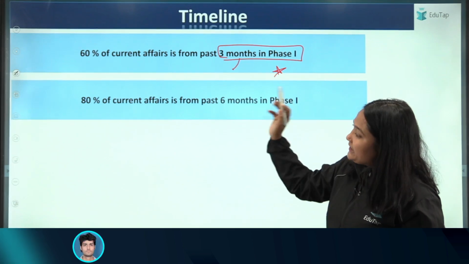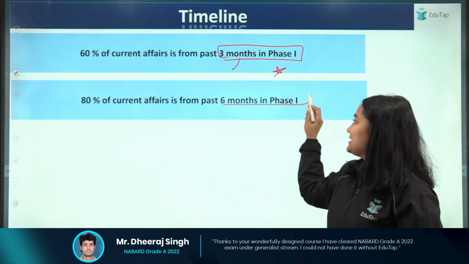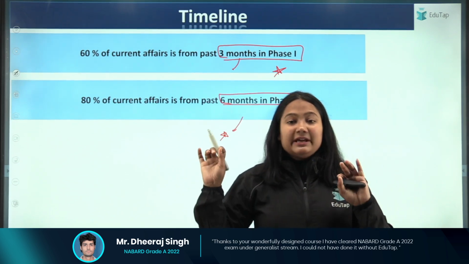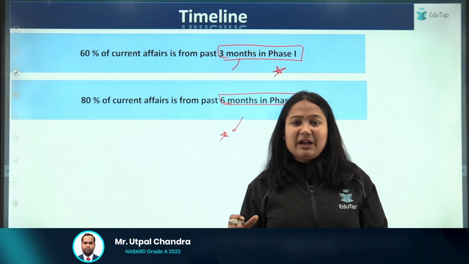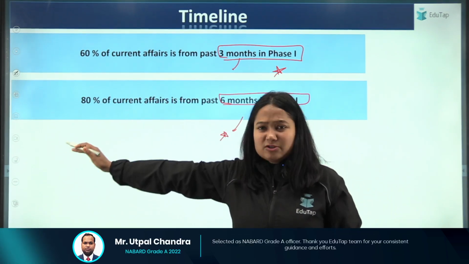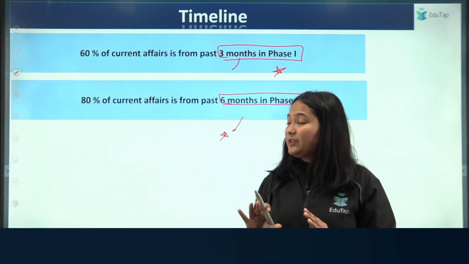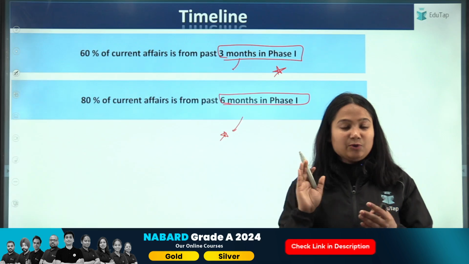And if I talk about 80% of the current affairs, they are from the 6 months of phase 1, right? Again, the disclaimer is, it is usually the case in PYQs. We have seen it can sometimes be 80, it can also be 75, it can also be 78, but yes, near 80% are from the last 6 months. So this you first need to note down.